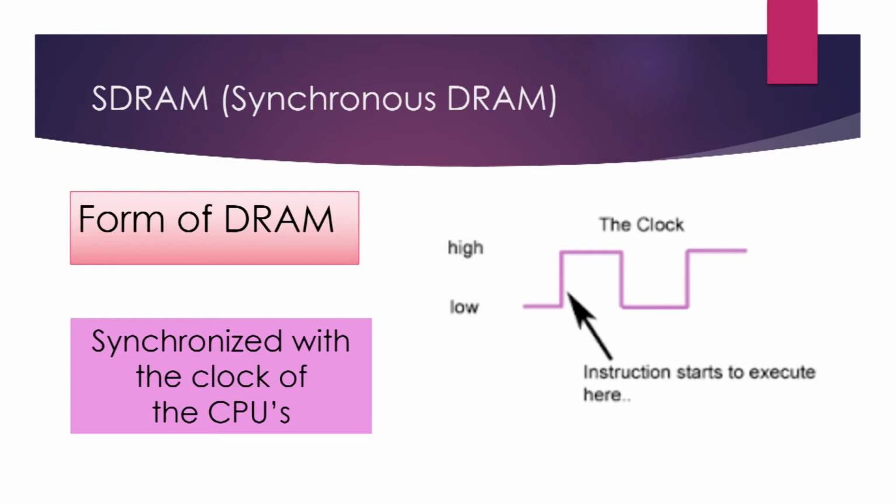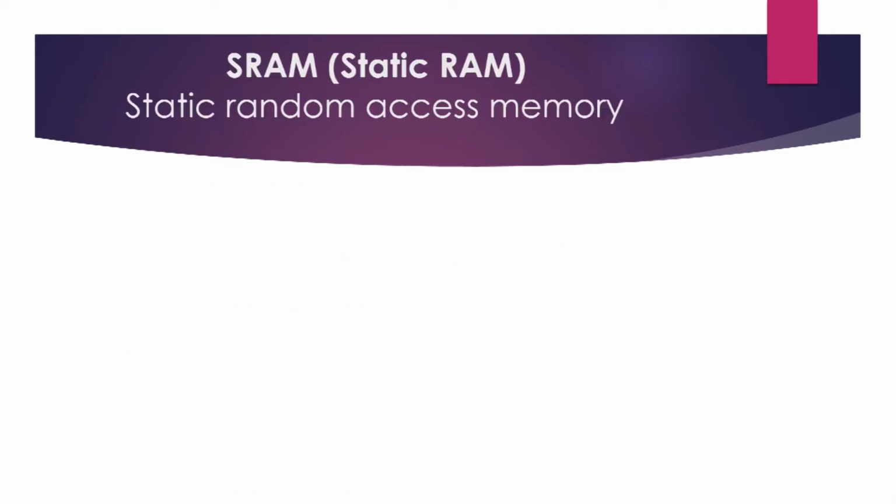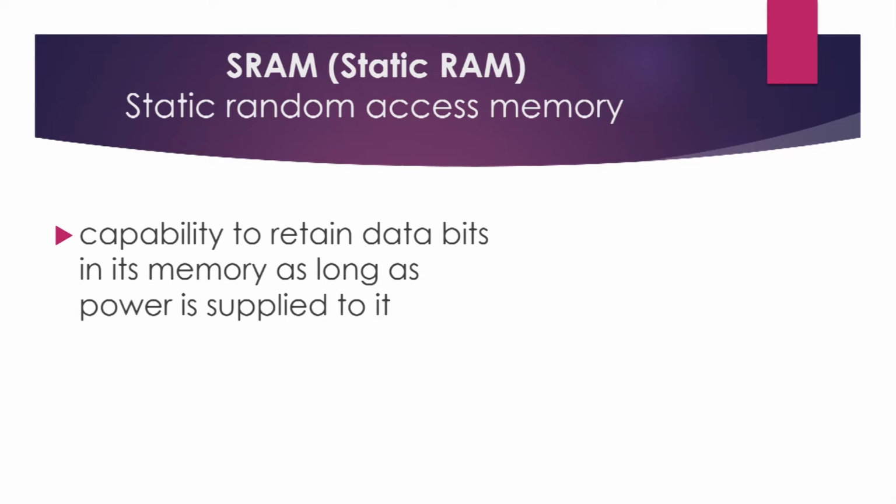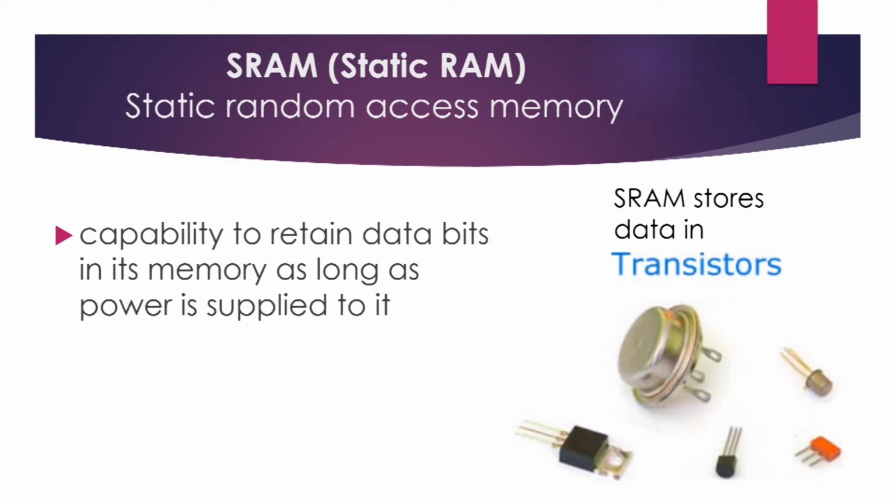Next, we will look at SRAM, static RAM. Static random access memory is a type of RAM that has the capability to retain data bits in its memory as long as power is supplied to it. Unlike DRAM, SRAM stores data in a transistor, so it does not need to be periodically refreshed.